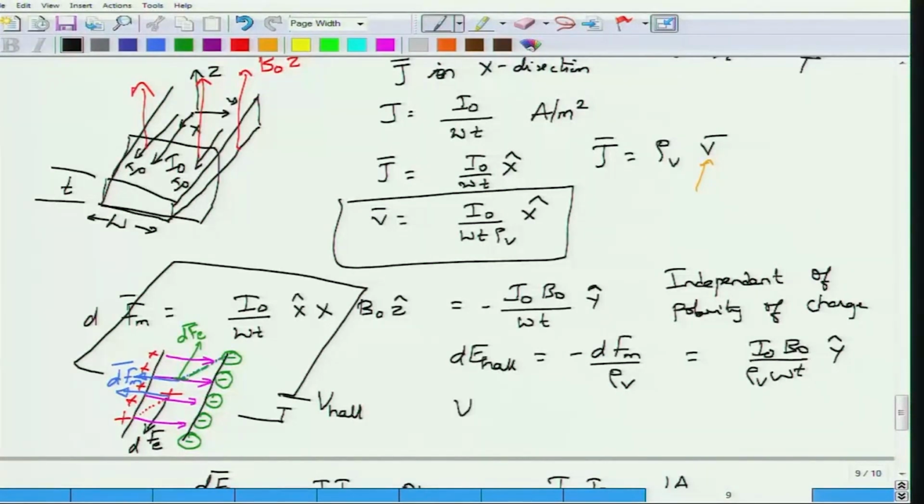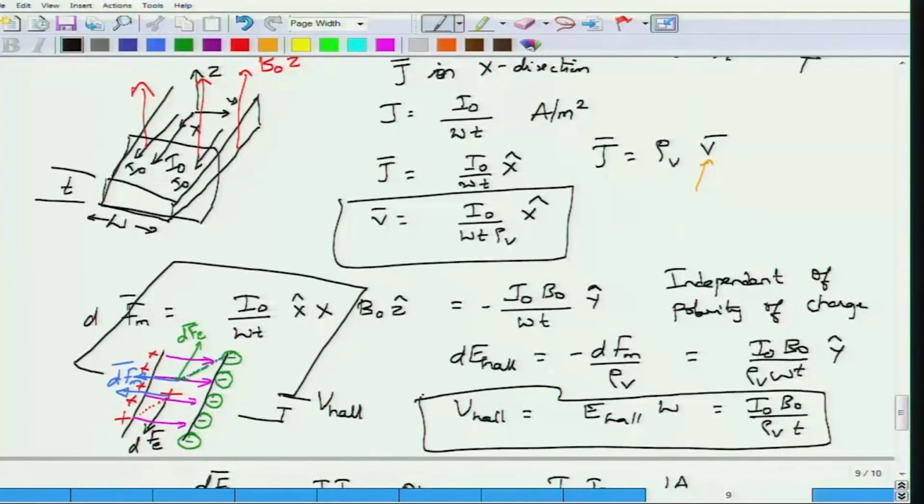So what would be the Hall voltage? Voltage will be the electric field times the width, or the integration of the electric field from the point on the left to the point on the right. So this would be the Hall voltage, equal to the electric field, which is fortunately uniform in the case we have considered, times W, that is given by I0 B0 divided by rho v thickness T. This is the Hall voltage, and it is very, very important.